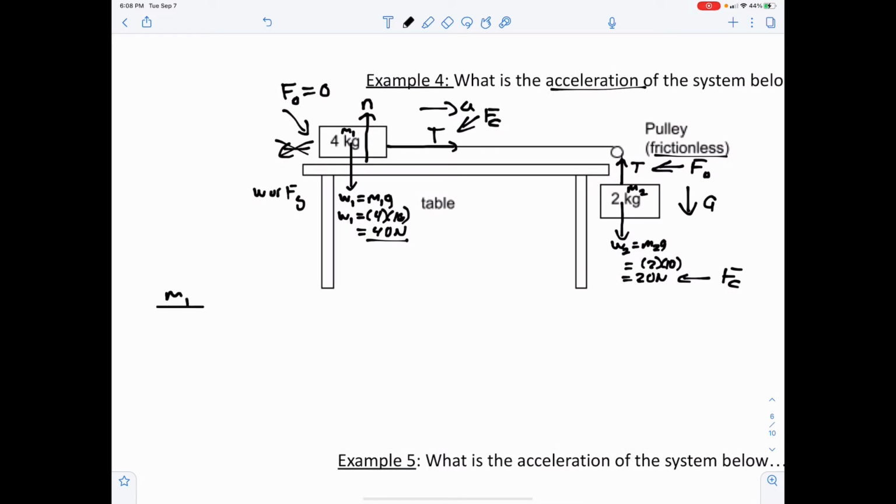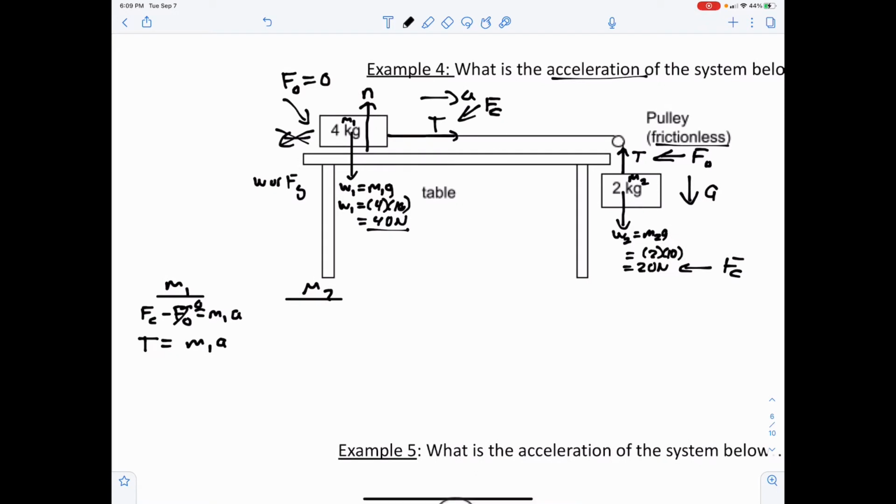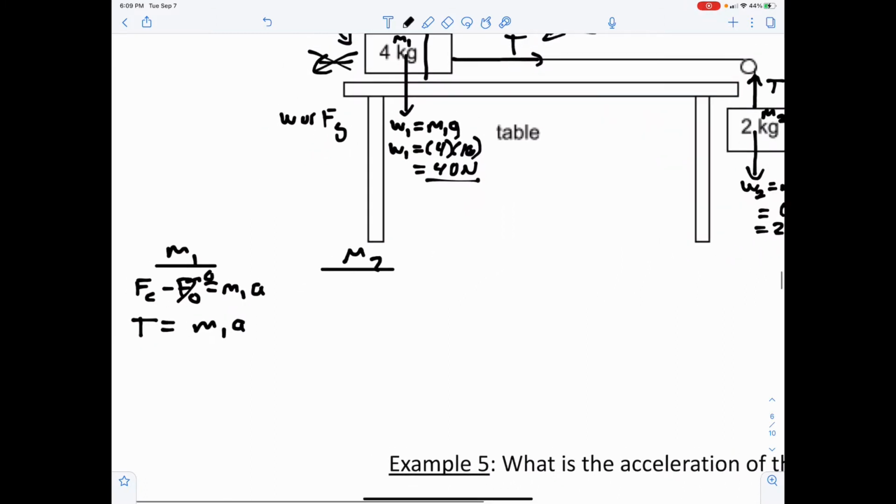Okay, so we're going to just do these one mass at a time. Mass 1 and mass 2. For mass 1, we have causing force minus opposing force equals m1a. Well, what do we know? There's no opposing force, and we have tension equals m1a. That's all I can do at this point because I don't know a and I don't know tension. All I know is the mass. So I'm going to come up with a next equation over here in part B.